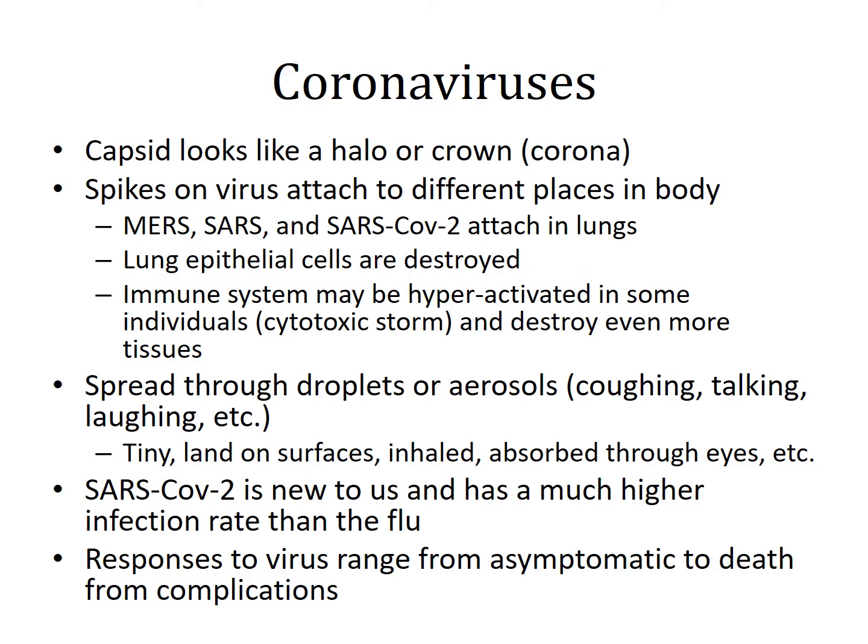Coronaviruses are kind of unique, but we have all in our lifetime been exposed to various types of coronaviruses. Their spikes on the virus attach to different places in a body, but MERS, SARS, and SARS-CoV-2 attach in the lungs, and then the lung epithelial cells are destroyed, and sometimes immune systems become hyperactive in some individuals, and they create what is called a cytotoxic storm and destroy even more tissue than necessary.